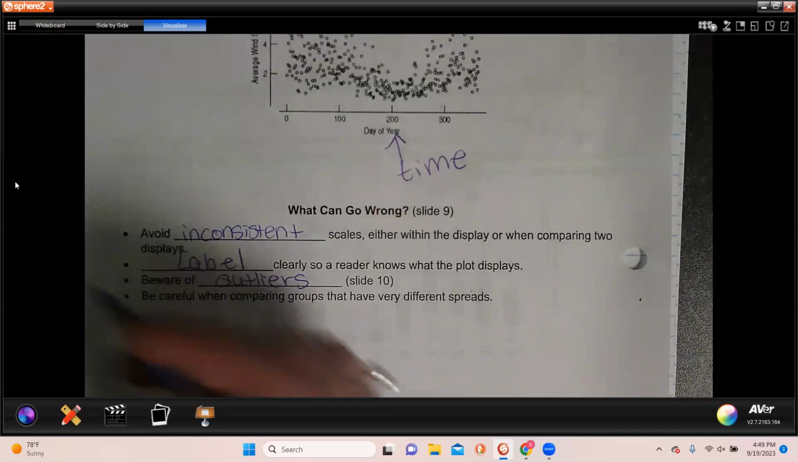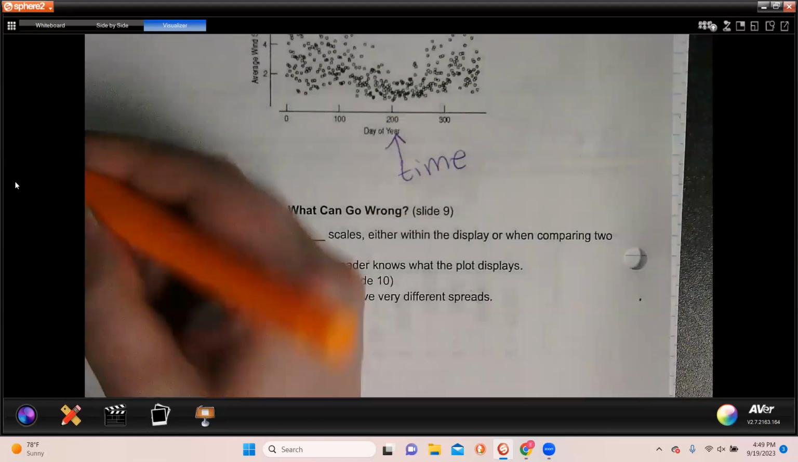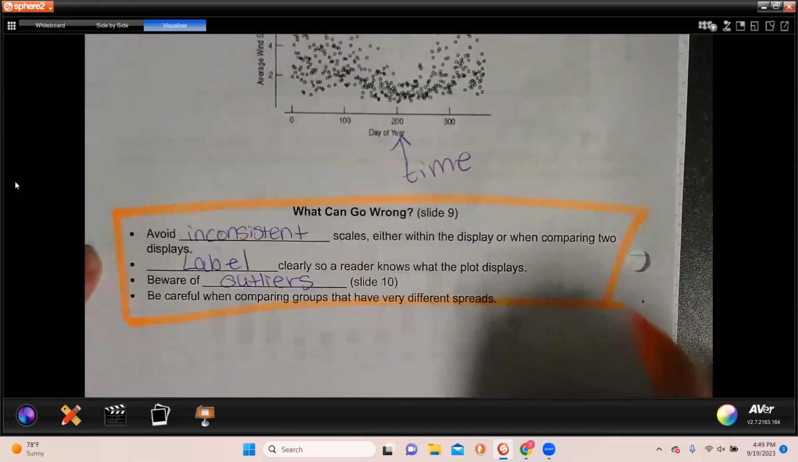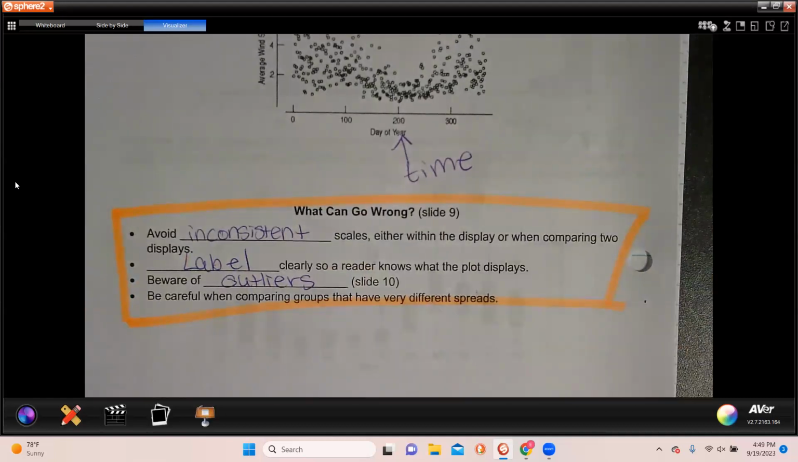So be very careful about what can go wrong. Keep an eye out for these things. This is how people trick you into making decisions you shouldn't make. So be very aware of these things.